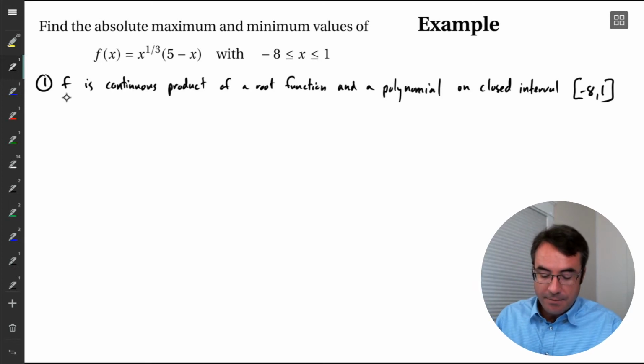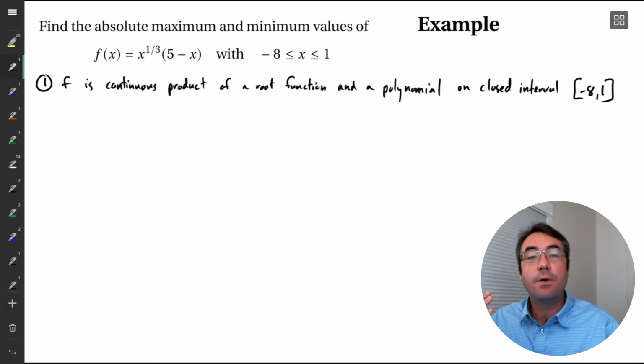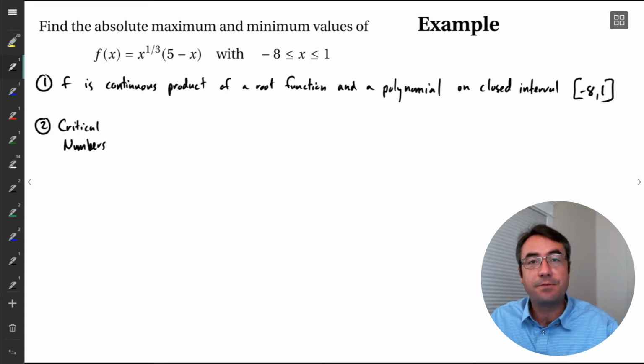All right, so nice. Function f here is a continuous function. We're dealing with a closed interval. So the extreme value theorem guarantees this function will have an absolute max and an absolute min on that interval. Now we need to start looking. So the next step is we want to find our critical numbers. And to do this, we need our derivative. So remember, the critical numbers are where the derivative is 0 and where the derivative is undefined. So we need to figure out our derivative.